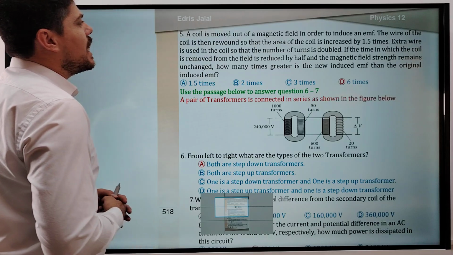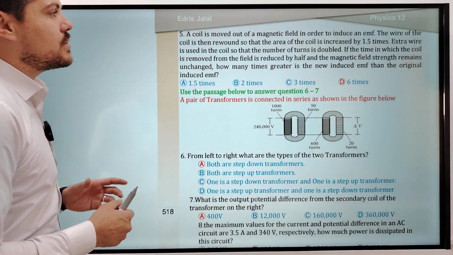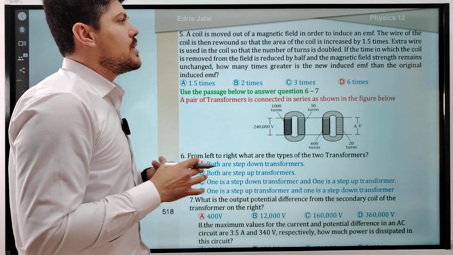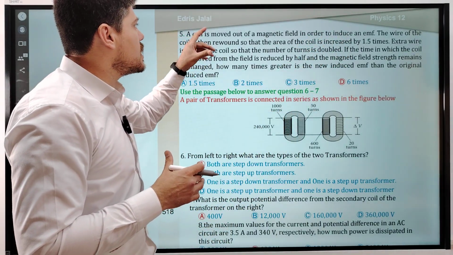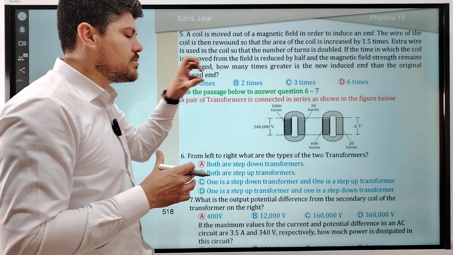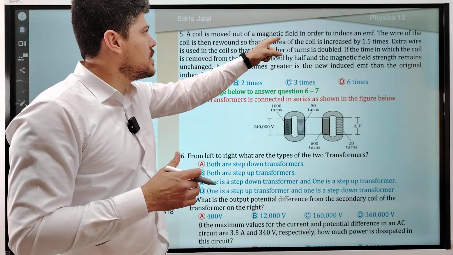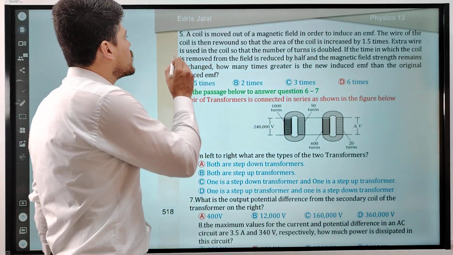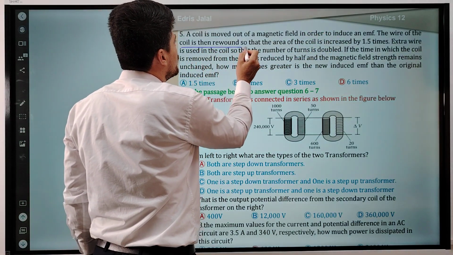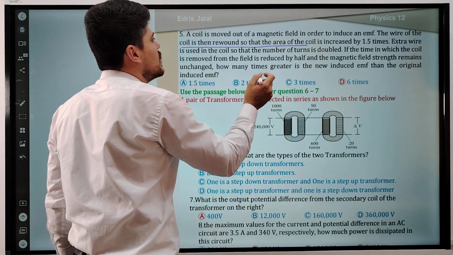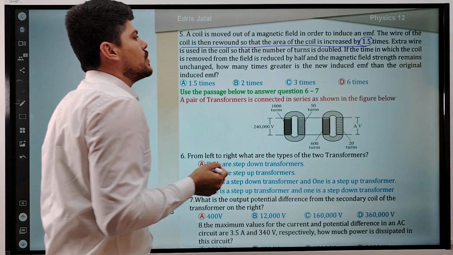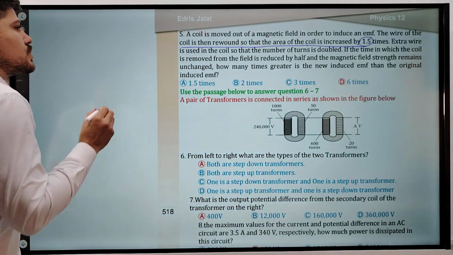A coil is moved out of the magnetic field in order to induce an EMF. Okay? A coil is moved out, there is relative motion between coil and magnet, in order to induce an EMF. The wire of the coil is then rewound so that the area of the coil is increased by 1.5 times.